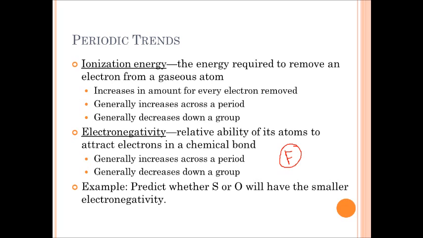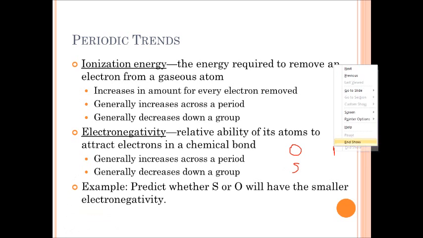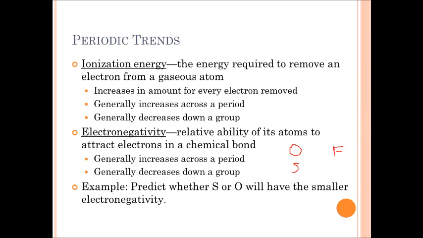So if we look at sulfur and oxygen, which of the two would have a smaller electronegativity? Actually, I have that the opposite way around. Oxygen is here, sulfur is here, and then you have fluorine over in this direction. Well, if it increases as you go across and decreases as you go down, that means in this case sulfur is going to be the least electronegative. It's going to have the smaller electronegativity.